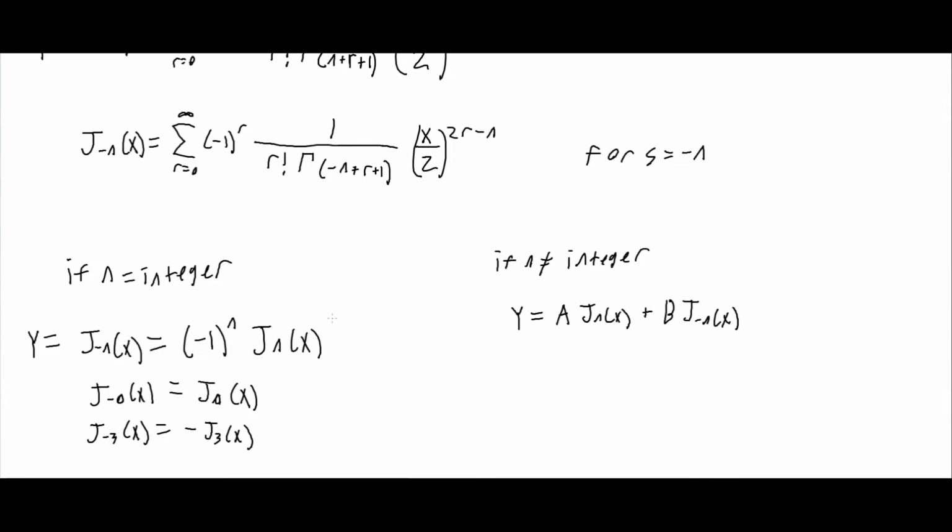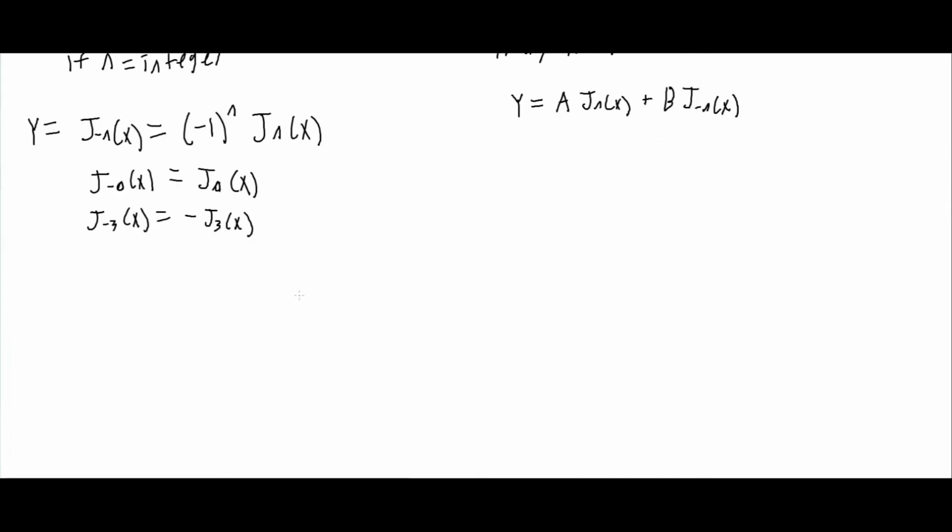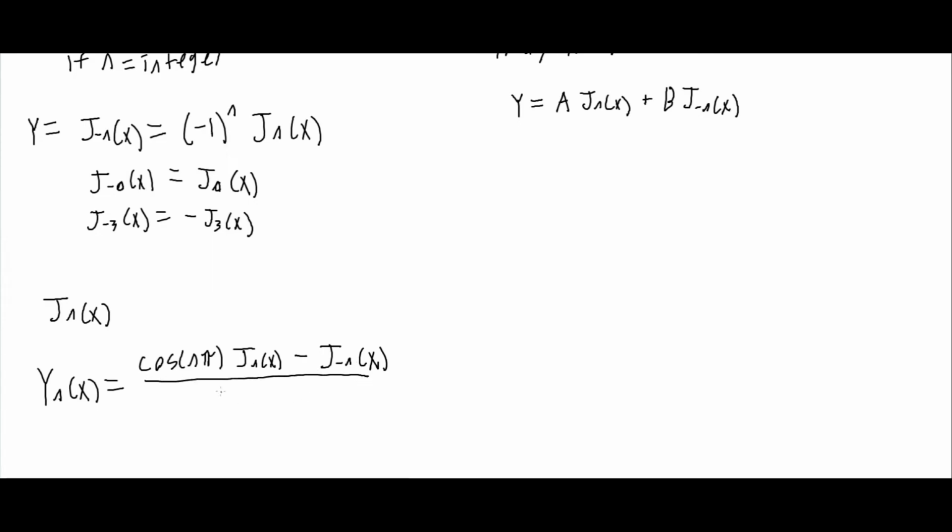And so when n is an integer, quite often you will see that they say that the two independent answers are Jn of x and then some Yn of x, which is equal to the cosine of n pi times Jn of x minus J minus n of x, and that is all over the sine of n pi.